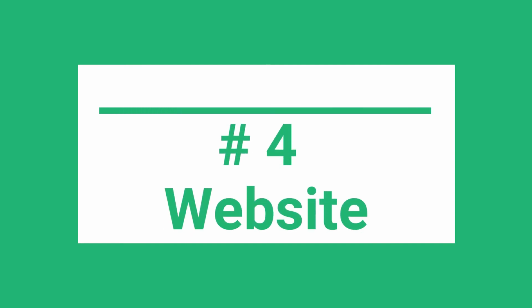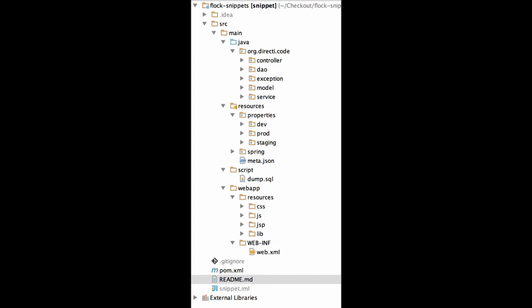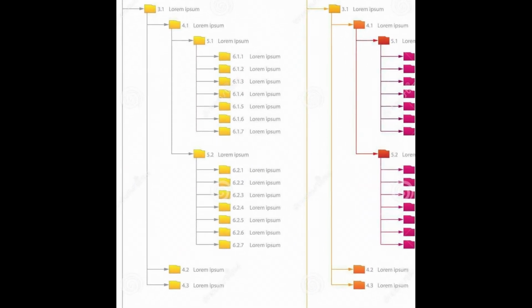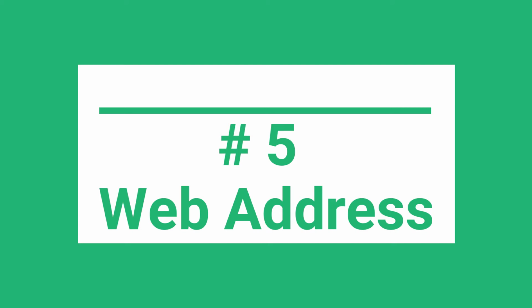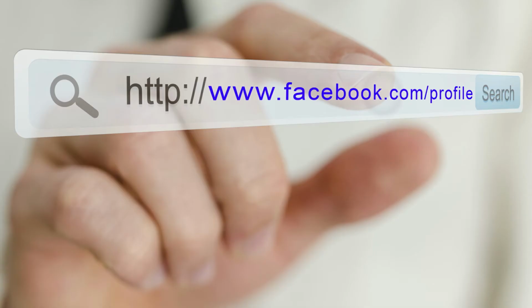Number four, website. It refers to the location on the internet, the web pages, and related files that belong to a company, organization, or individual. Number five, web address. It contains a string of letters and/or numbers that take visitors to your homepage. A typical web address is something like this.